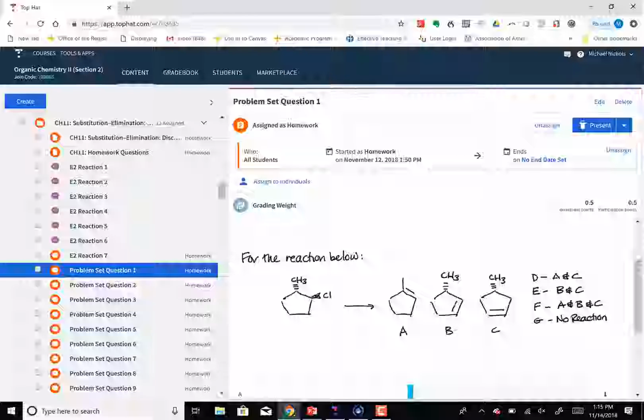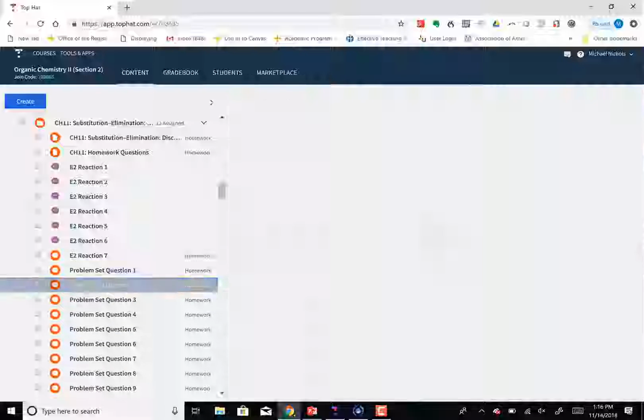It has to be trans. The beta hydrogen has to be trans to the leaving group. Cis will not react in E2. It will in E1, but not in E2. Okay? All right, so that's number 2, pretty good.